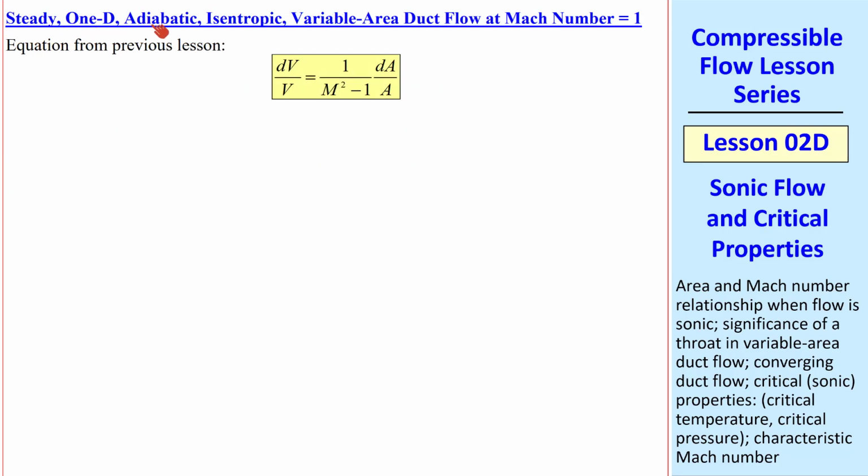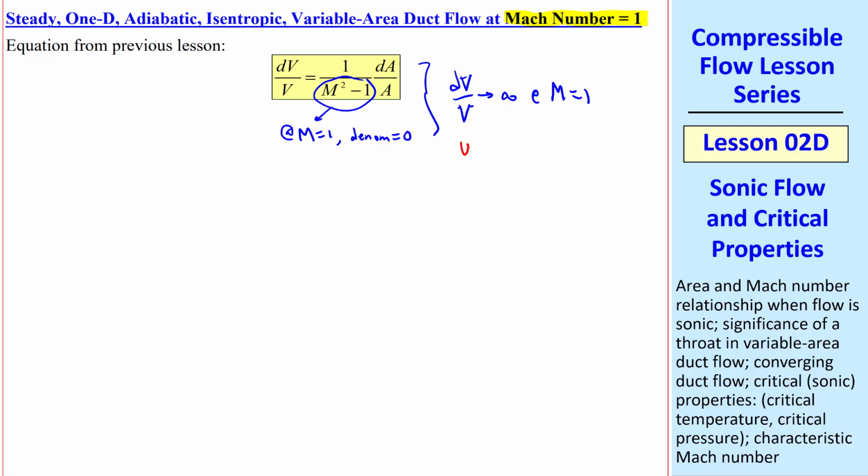Consider steady 1D adiabatic isentropic variable area duct flow, where we had this equation from the previous lesson. Now think about what happens when the Mach number is exactly 1. When M is 1, this denominator is 0. Therefore, this equation for dV over V goes to infinity at Mach number 1, unless dA is 0. If dA is 0 here, the zeros cancel and we avoid the singularity as Mach number goes to 1.